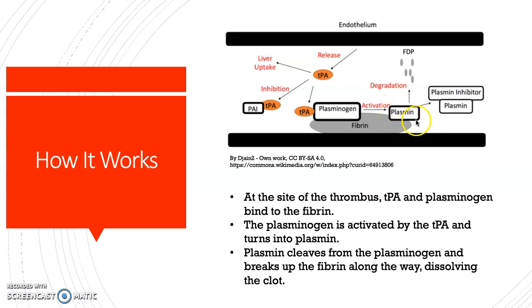And then the plasmin does its job of degrading the fibrin, and you see all the little pieces here floating away. And this process continues. More TPA binds to the plasminogen, more plasmin. This continues until the blood clot is reduced, either completely or to a point where blood flow can continue as normal.